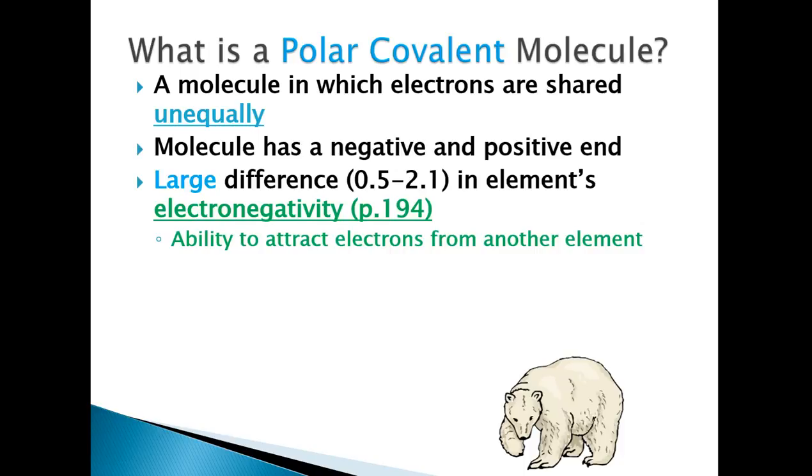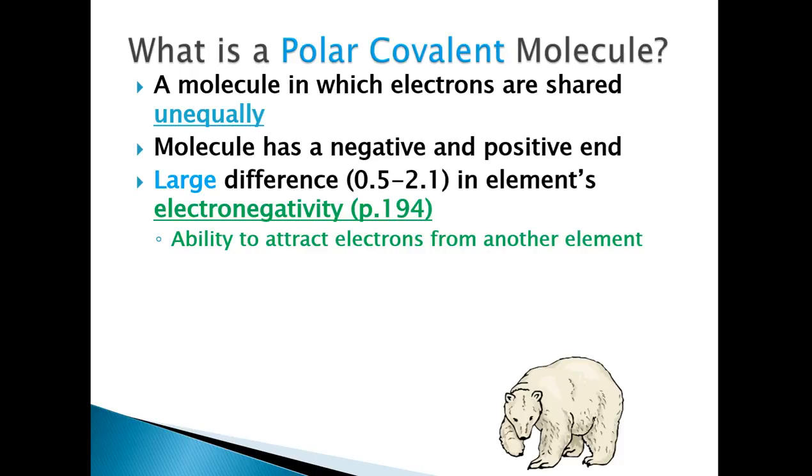You can find a list of electronegativities on page 194. You'll always be given them. You won't have to memorize them. But there's going to be a really big difference between one element's electronegativity and the other element's electronegativity. And if you remember from periodic trends, electronegativity is the ability to attract electrons from another element.